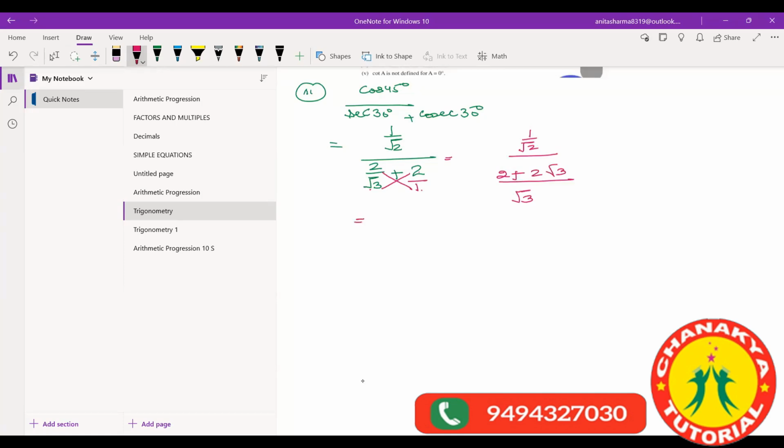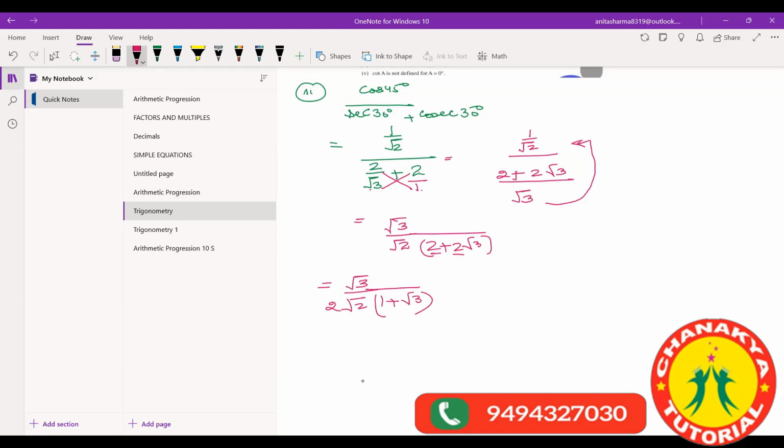Got it? Now, next, you will shift your root 3 to the numerator. So, it will be root 3 by root 2 into 2 plus 2 root 3, right? This step is clear to all children? Yes, ma'am. Okay. So children, see, inside the bracket, 2 2s are there, so we can take 2 common, beta. So we will take 2 common. Then you will write 1 plus root 3.